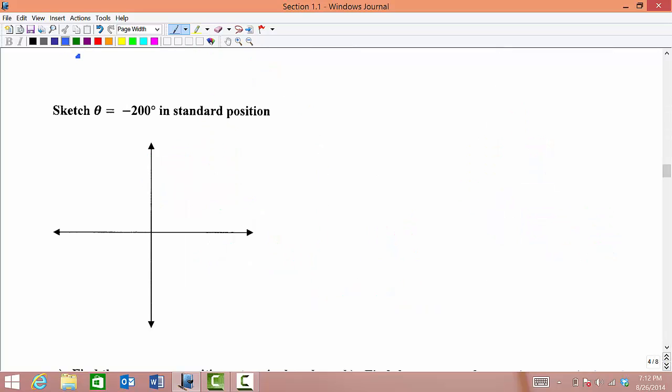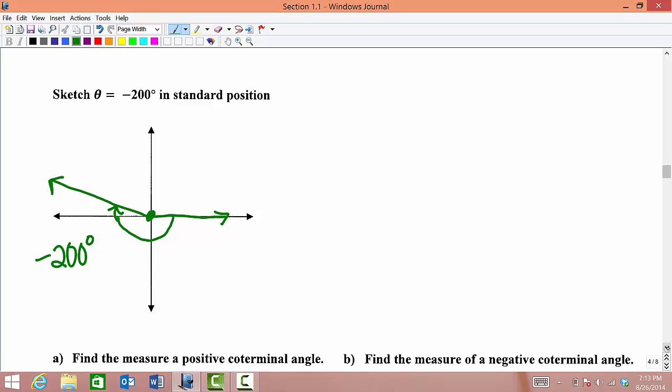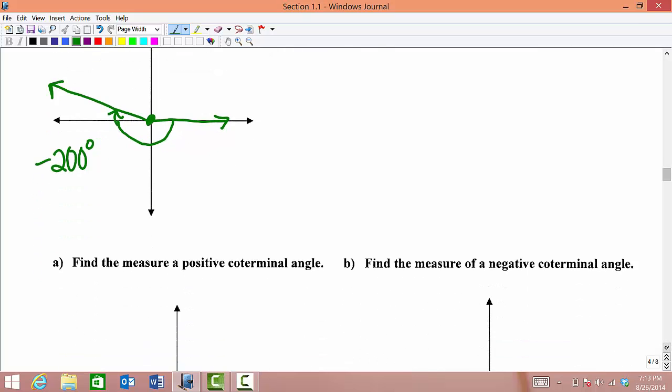In our next example, we will sketch theta is equal to negative 200 degrees. Theta represents a Greek letter. We often use theta or beta or alpha to represent our angles. So this is theta is equal to negative 200 degrees. You want to sketch it in standard position. And I'm going to go in the negative direction. If I stopped at a straight angle, that would be negative 180. So I need to go 20 degrees more than that in the negative direction. So this will be negative 200 degrees. We want to find two coterminal angles, one positive and one negative, to negative 200 degrees.